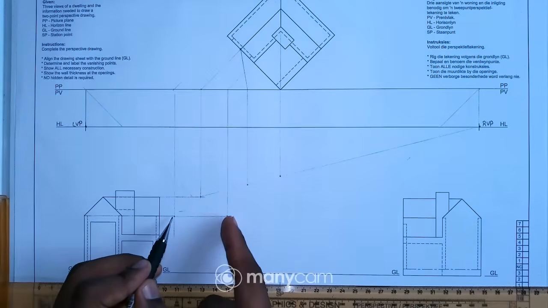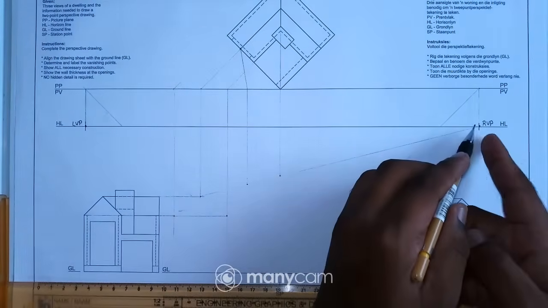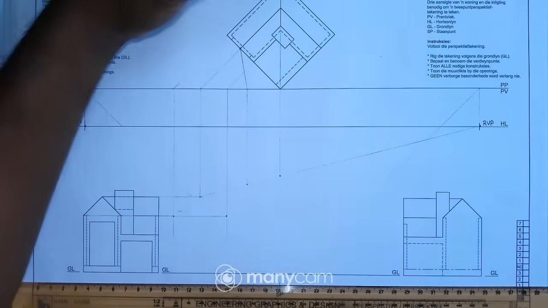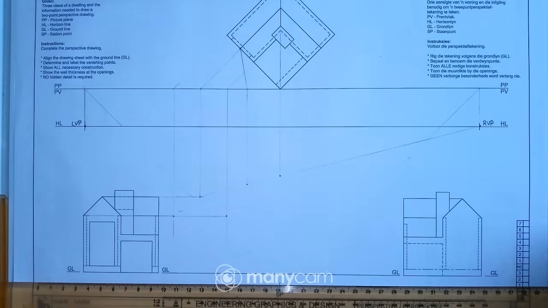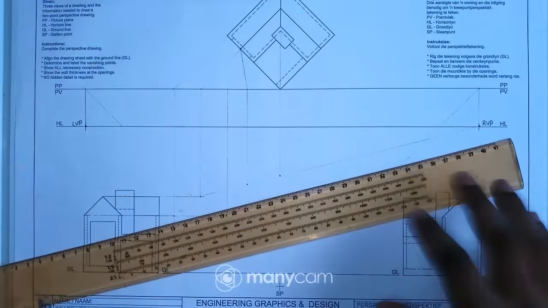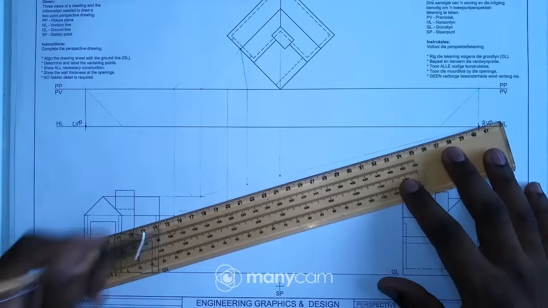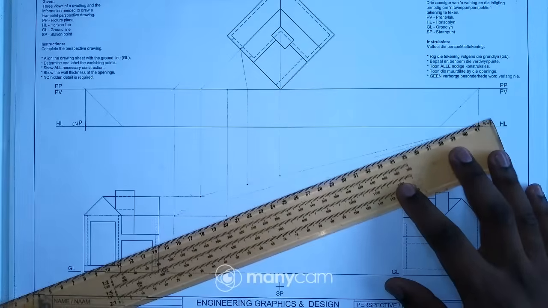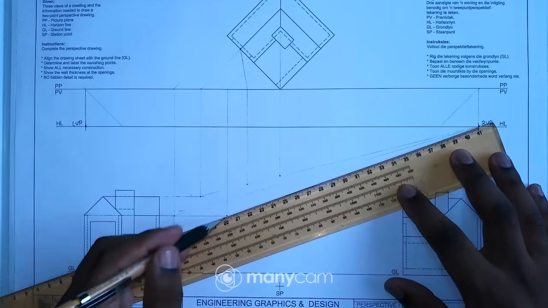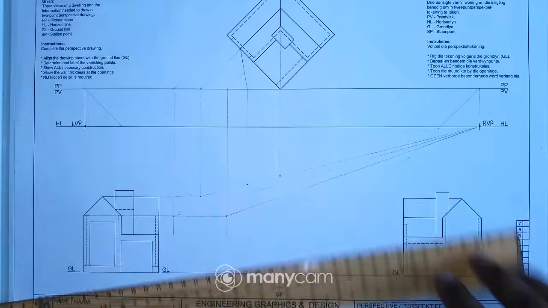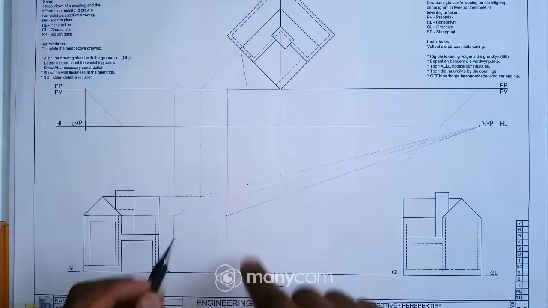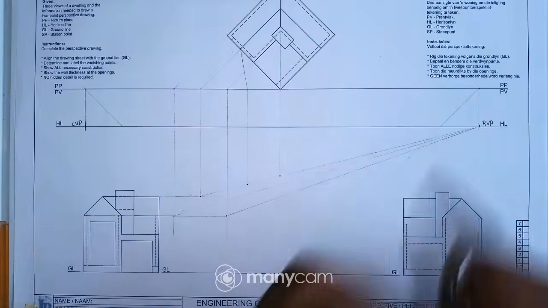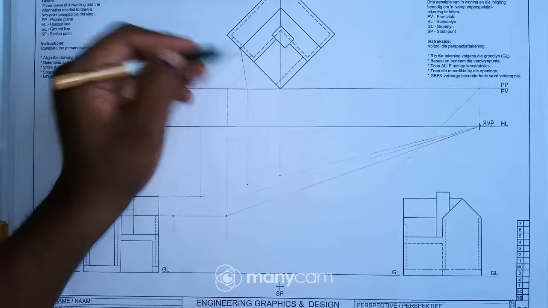So I'll have to take these 2 points to my RVP. Why RVP? It's because these lines are going up towards your right side, your right hand side. So I'll just project this point up to my vanishing point and take this point as well to my vanishing point like that. And then now my focus is on these 2 lines. Why do I have these 2 lines? Because I'm trying to get these points, right?